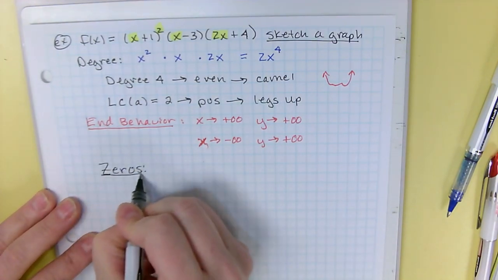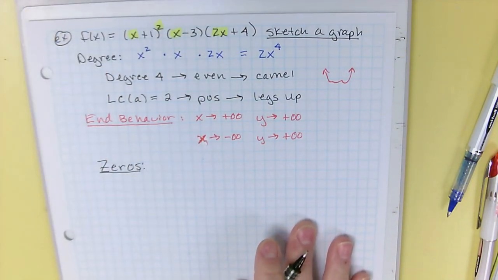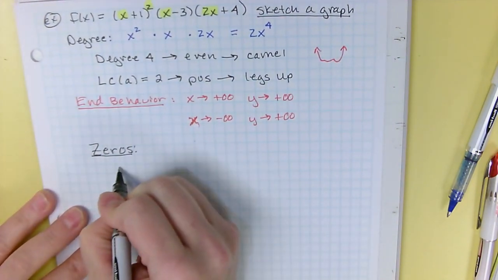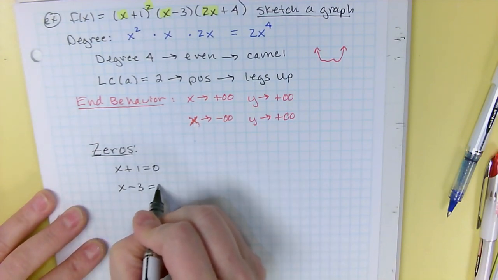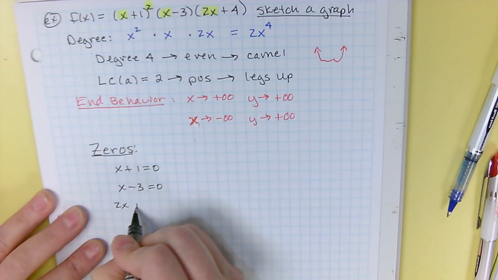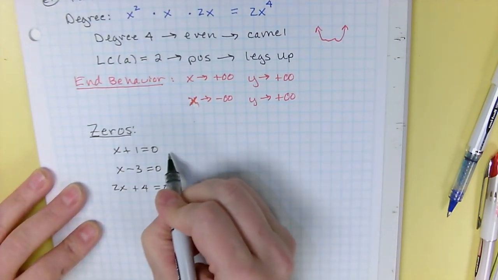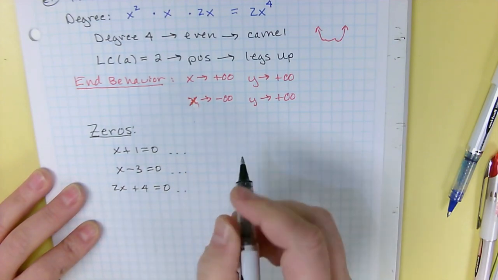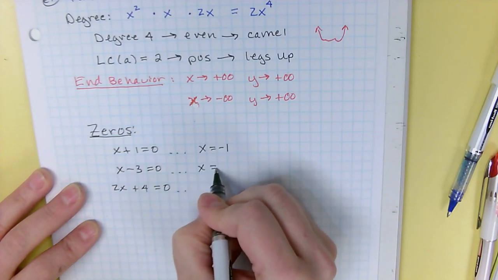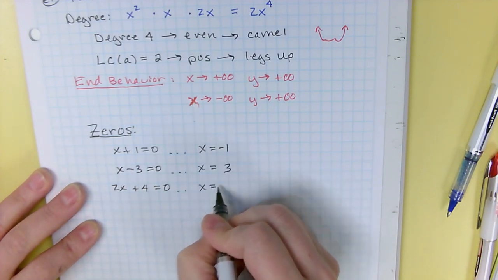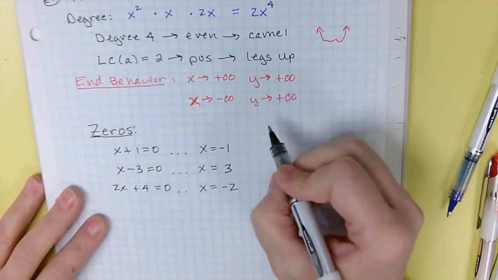Okay, now let's do the zeros. We're going to set each of the three factors equal to 0 and solve. So I'm going to set x plus 1 equal to 0, x minus 3 equal to 0, and 2x plus 4 equal to 0. And I know you know how to solve that, so I'm not going to go through that. We're just going to list what you get. You get x equals -1, x equals 3, x equals -2. So those are the zeros.